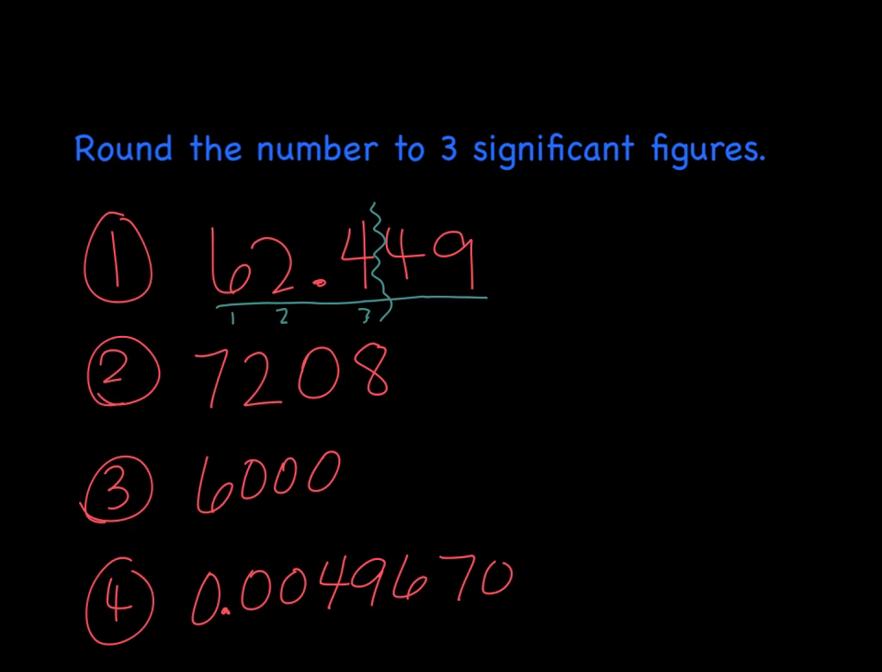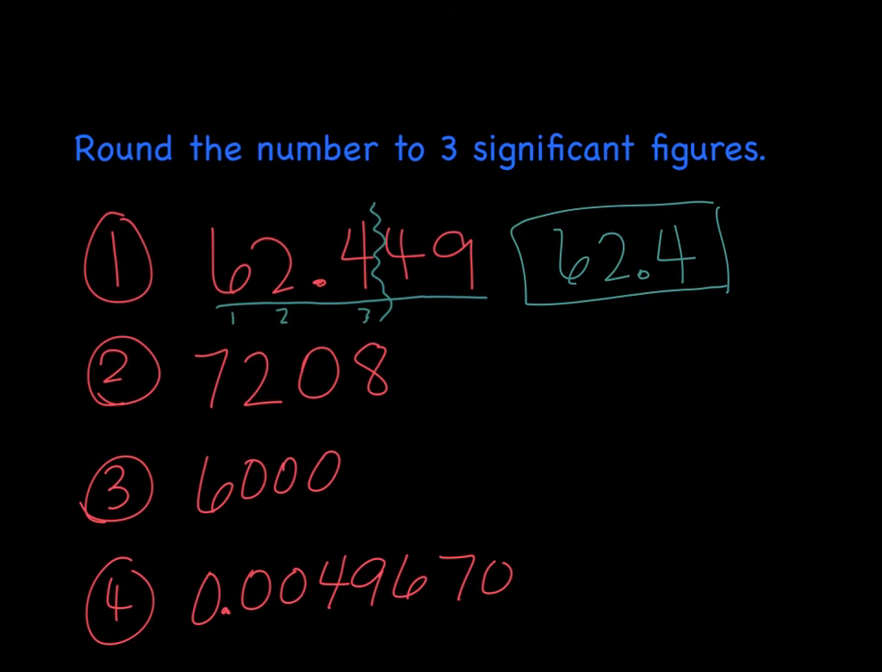And so what I end up getting, all you do is you look to the number to the right of the digit you want to round to. It doesn't matter what else is over here. You only look right here. And so since this number is 4, this number stays where it is. And so rounded is going to be 62.4.